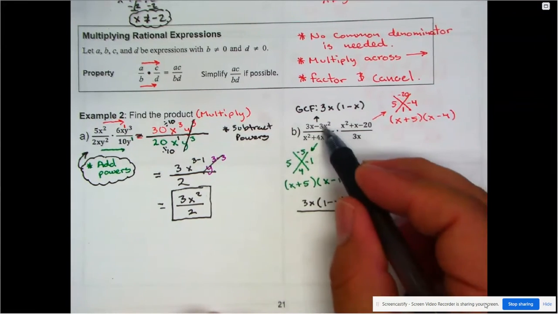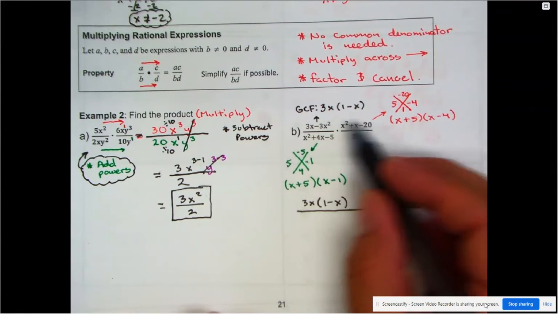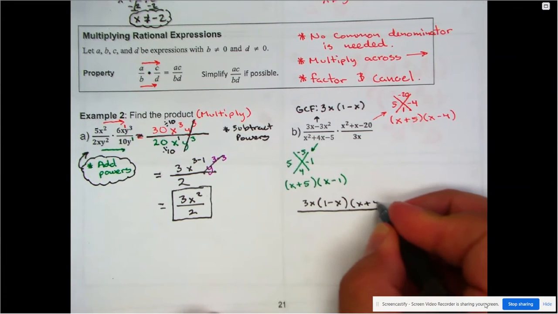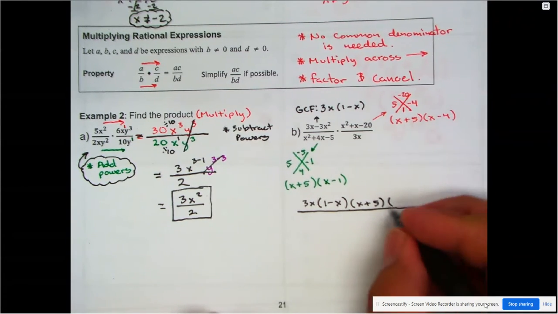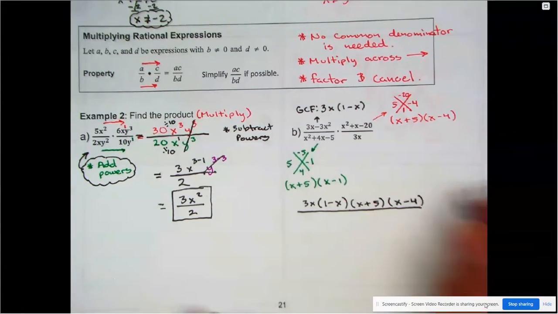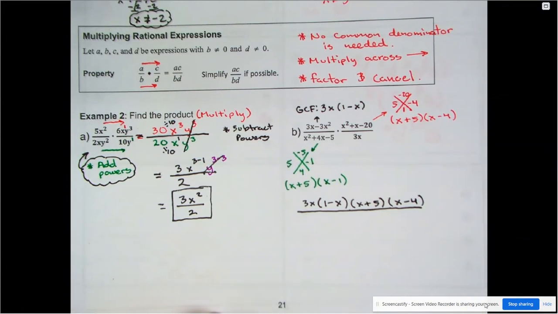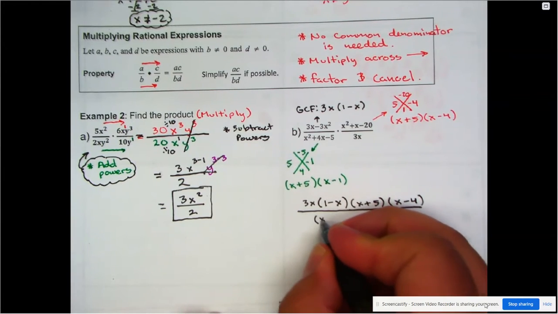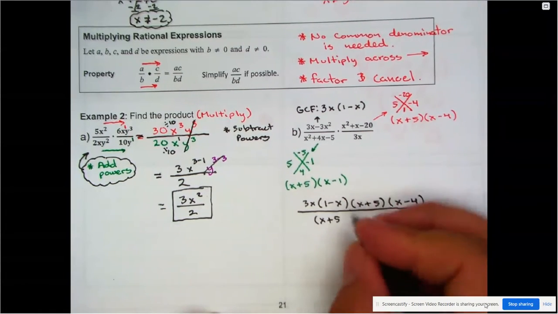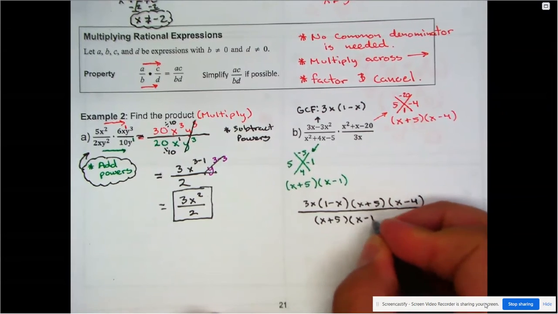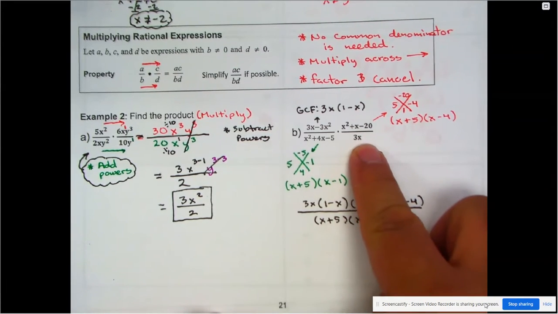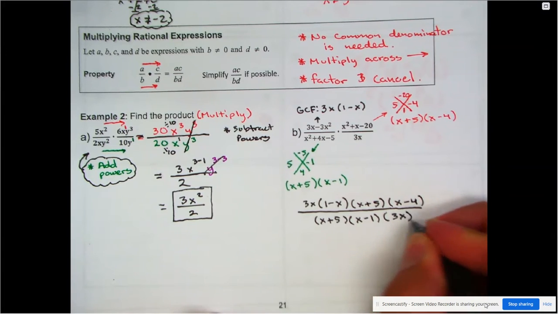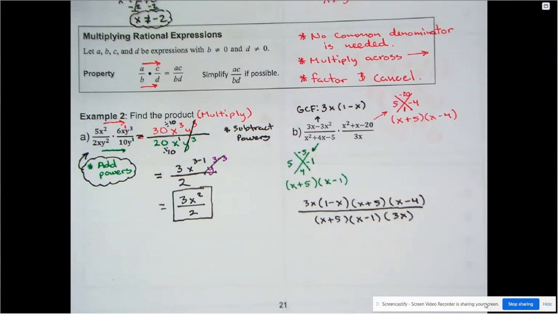The red one, remember, I still need to write all of this. All of this goes on top. X plus 5 times x minus 4. See, that's everything on the top. Now I'm going to write everything that should be at the bottom. Well, the bottom is all this green stuff. X plus 5, x minus 1, and yeah, don't forget there's that little 3x that was just kind of floating there. I'll put it in parentheses just so that it doesn't look awkward, or we could put it in the front.